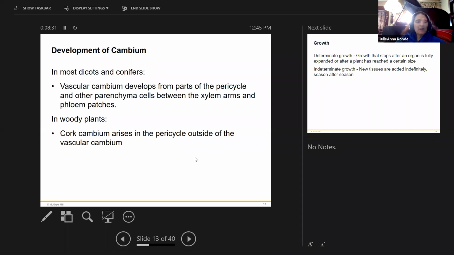But anyway, so those things though are dicots, and so those are what's called herbaceous dicots as opposed to woody dicots.